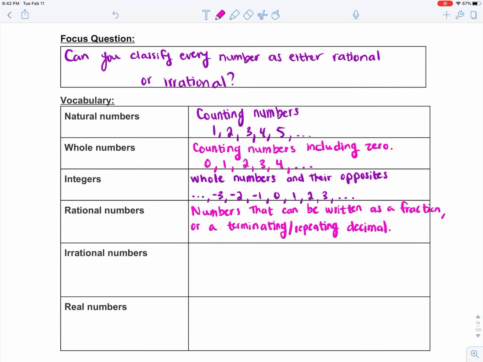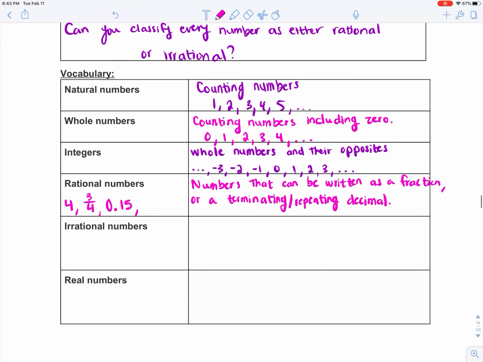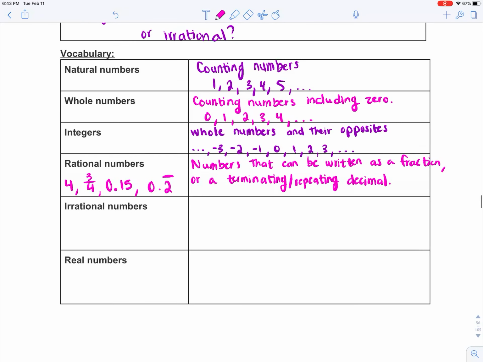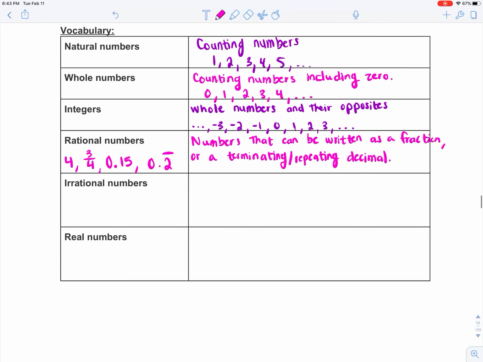Some examples would include the number 4. We could also do 3/4. That's a rational number. We could do 0.15. We call that a rational number because that's a terminating decimal, or a decimal that ends. And then we have something like this, 0.2 repeating. We also consider that a rational number because it's a repeating decimal.